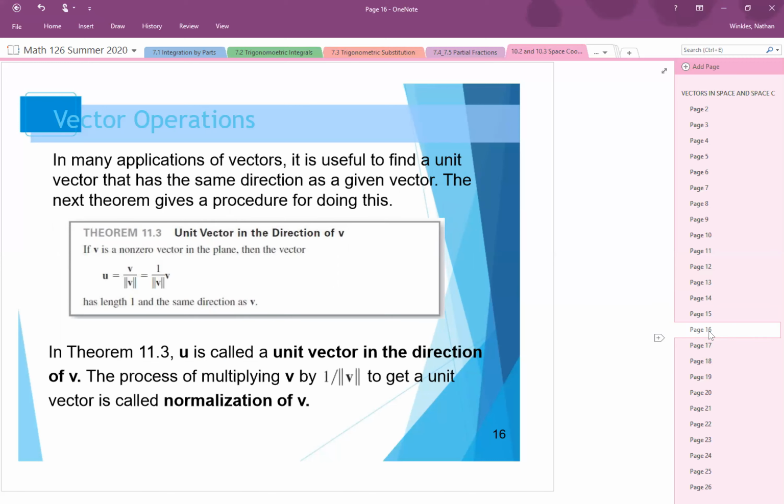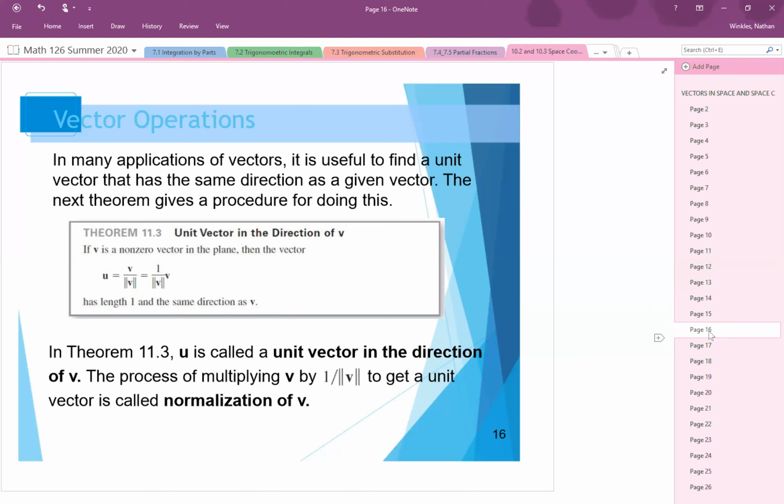So in many applications of vectors, you find a unit vector that has the same direction as a given vector. The next theorem will give us a procedure for doing this. If v is a non-zero vector in the plane, then the vector u is equal to v divided by the magnitude of v, which is equal to 1 over the magnitude of v times v. This one will have length 1 now and is also in the same direction as v. u is called a unit vector in the direction of v.